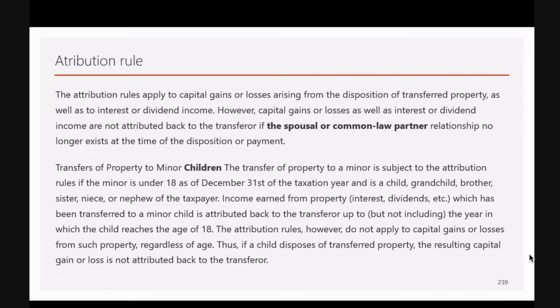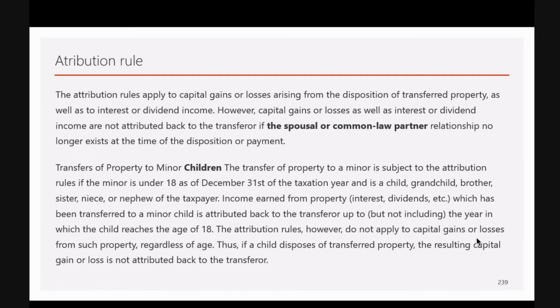Because the daughter, okay? The daughter is over 18, right? The daughter is a first year university student, so she is over 18. For someone over 18, the attribution rule stops. For a person over 18, the attribution rule only applies to the spouse and the common law partner. This case does not involve a spouse or common law partner.